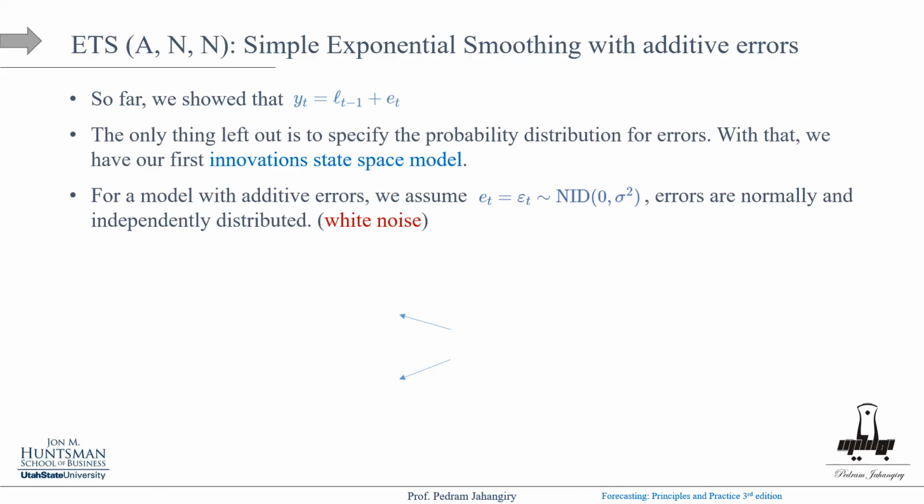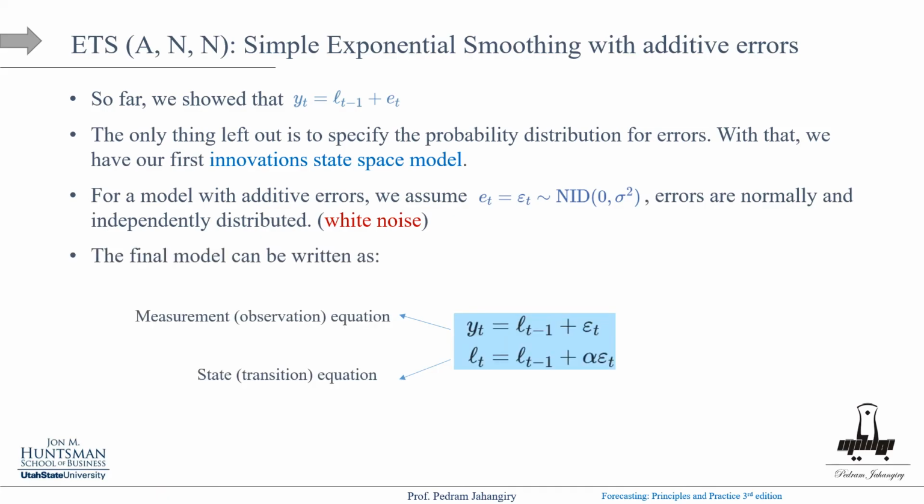So far, let me bring up all the bullet points on this slide. We showed that your y_t is nothing but, in an ETS ANN, the previous level plus some residual. The only thing left is to specify the probability distribution for errors. With that, we're going to have our first innovation state model. Guys, this is the big assumption, and we talk about all the details.